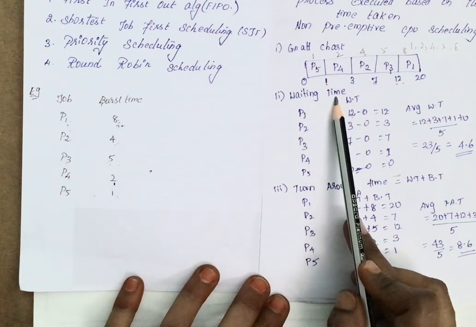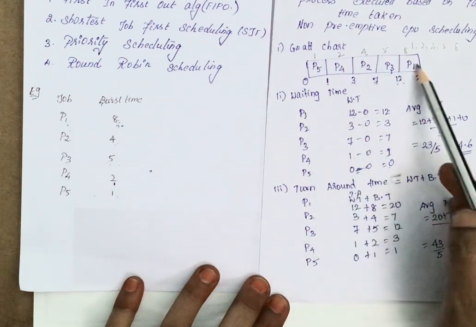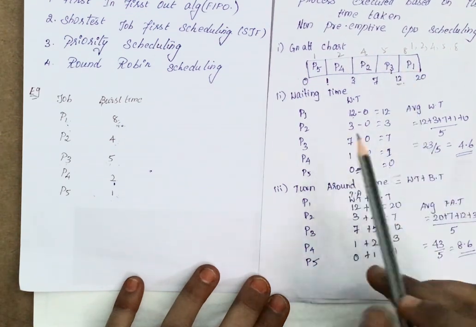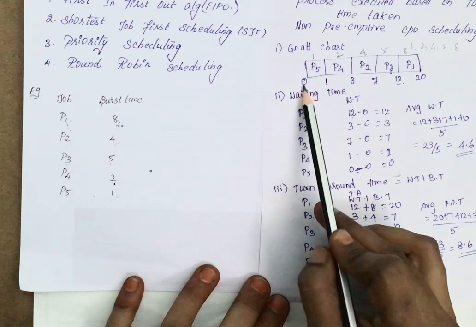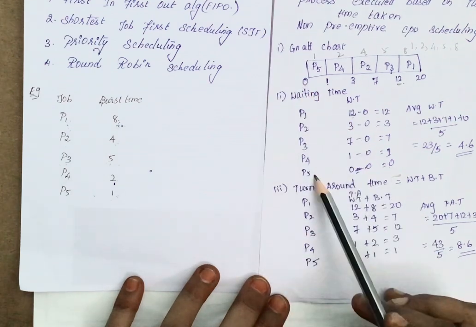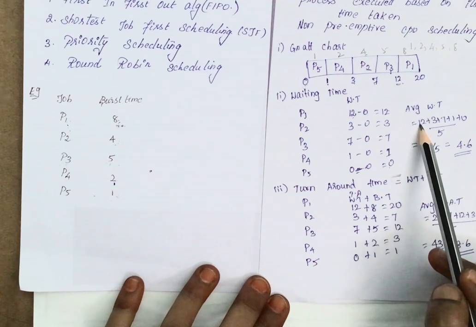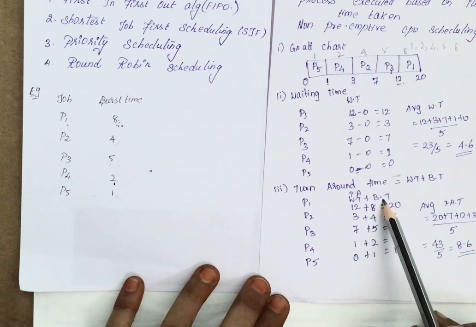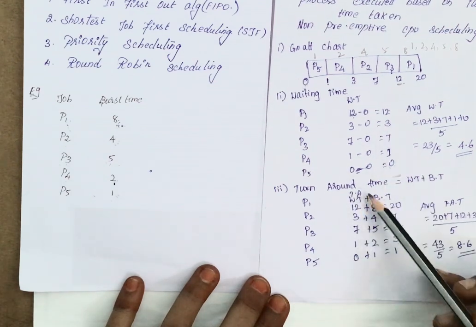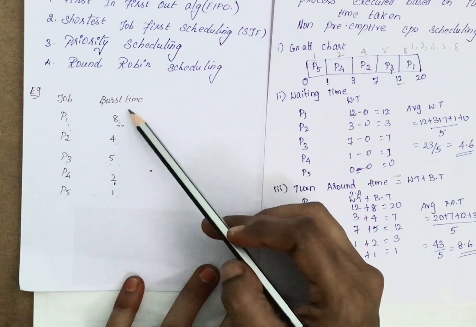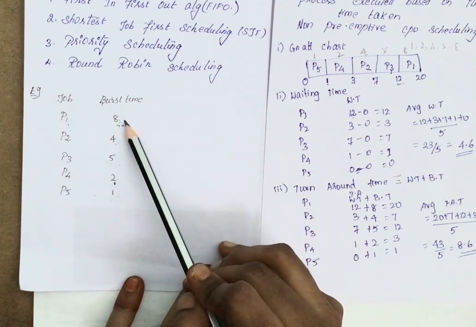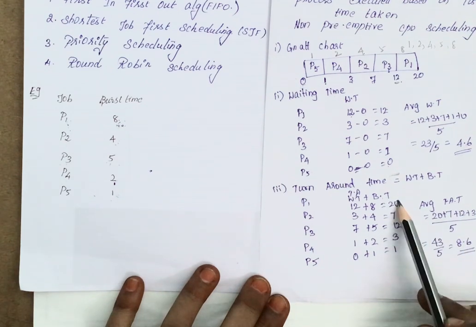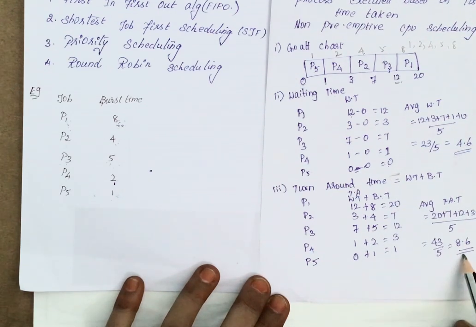Here the waiting time is calculated from this chart, that is P1 waits until 12 seconds for all other processes to complete, minus the starting value of the waiting time. Like that we have found it for all 5 processes, and we found the average waiting time. Similarly, the turnaround time is our waiting time plus our burst time. The waiting time is found here and the burst time is given in the question itself, the time taken for the process to complete. We found the average by dividing the sum of the turnaround times by the number of processes, and it is 8.6.